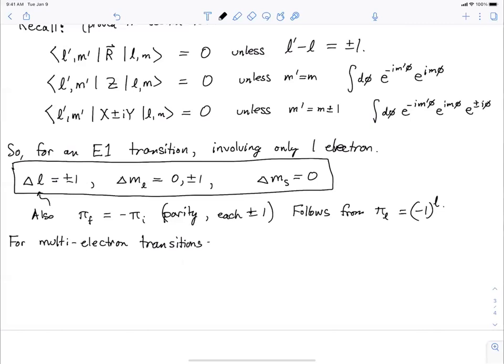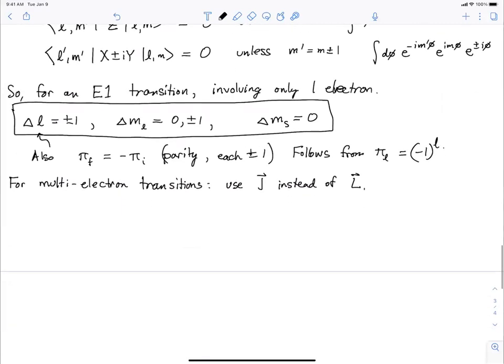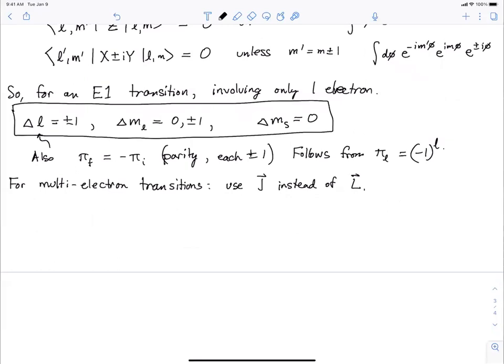Okay, so for multi-electron transitions, basically you're just going to use the total angular momentum instead of just the orbital angular momentum. And that can make a difference because that combines the individual angular momenta. And so now what you get is delta J is 0 or plus or minus 1. So there's an extra possibility in this case. Instead of just delta L equals plus or minus 1, you can have 0 now. I'll explain why in a second. But the rest of it looks very similar.